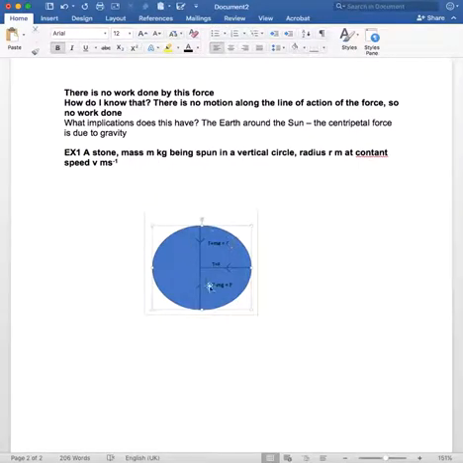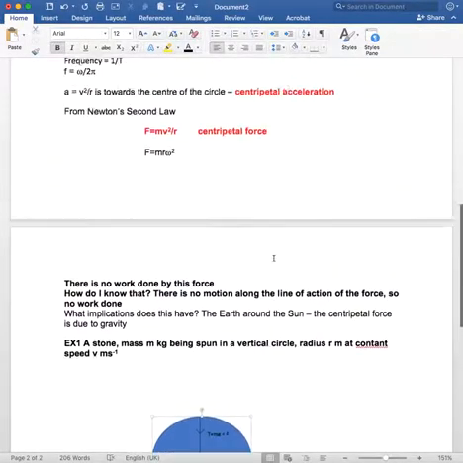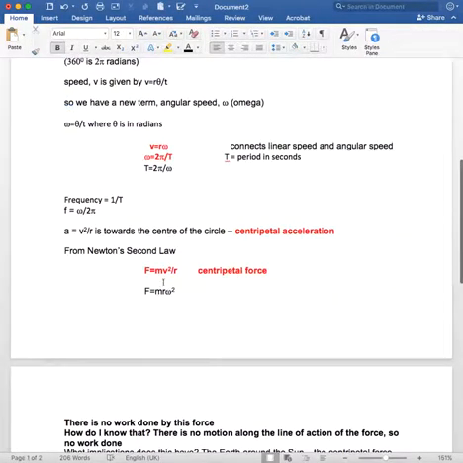So there you have 3 positions of this stone in the vertical circle, here, here, and here. Here, the centripetal force is T minus mg. Here, the centripetal force is T. And here, you have both T and mg vertically down, so T plus mg equals F. Now, remember what we said before, that F is mv squared over r.